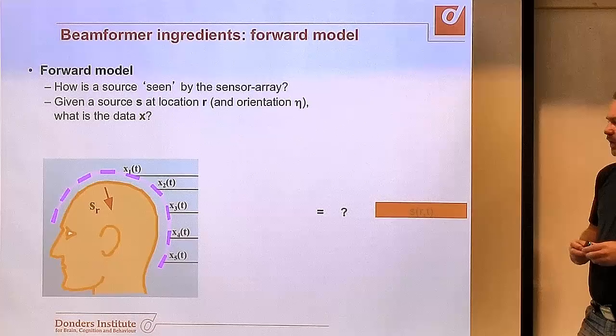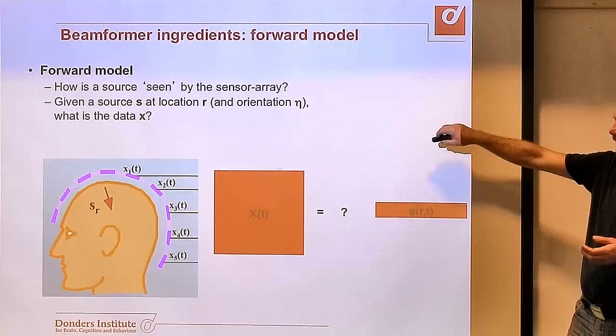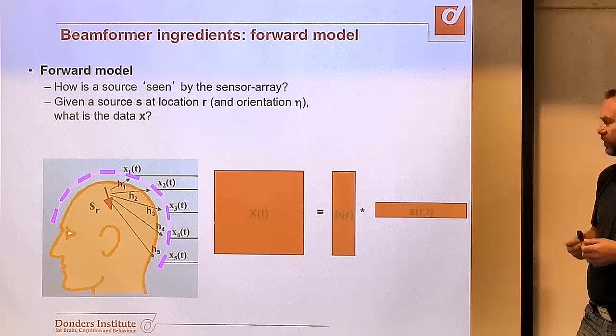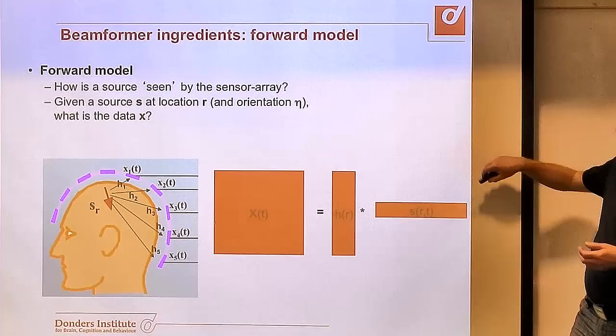So how is this computational? Well, basically what we have is the data, and the data is many channels by many time points. It's a matrix. And we have a forward model. The forward model tells us how this source projects onto the channels. This forward model is often called the lead field. So the data is equal to the lead field times the source strength.